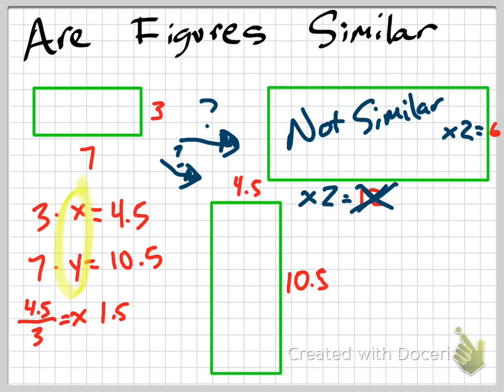Let's go ahead and do that same process with our 10.5 value. So 10.5 divided by 7 would equal y, and 10.5 divided by 7 was equal to 1.5. You're going to notice here that, hey, the x and the y value were both the same value. If that's true, then we know that we have created similar figures because the scale factor was the same.